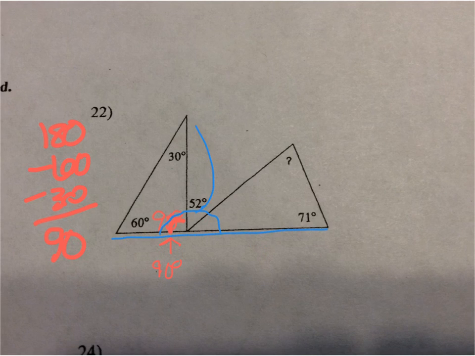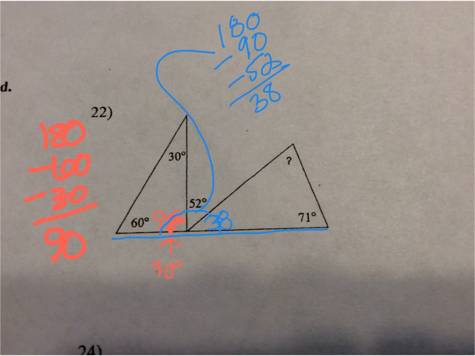So I'm going to do this work up over here. Since there's 180 degrees in a straight line, I would subtract the 90 and the 52, and I would find that remaining angle, which would be 38 degrees. So I'll place that in the picture right there. There's the 38 degrees.